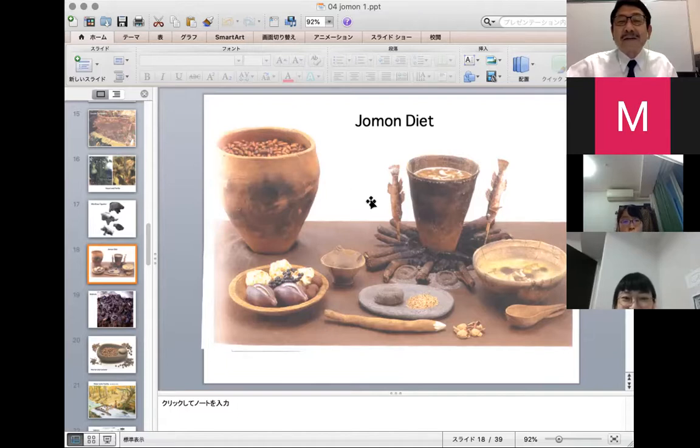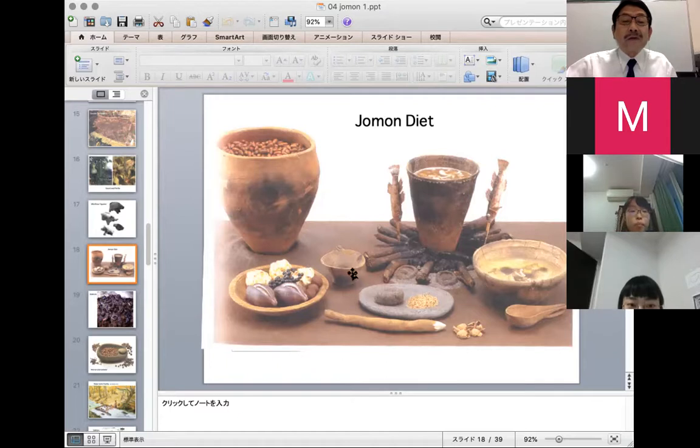And as you can see here, acorns, well, they don't eat it like this, it's just put in a pot. In soup, fish, grilled on fire. And this is very important. This is a mortar, called ishizara in Japanese, stone plate. It was used for grinding up, milling those nuts and other sources into powder with this grinder.